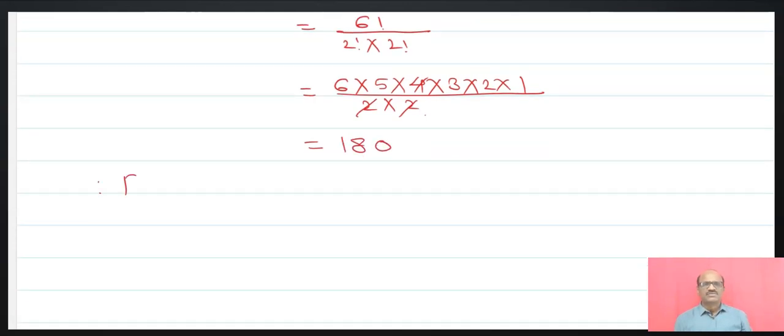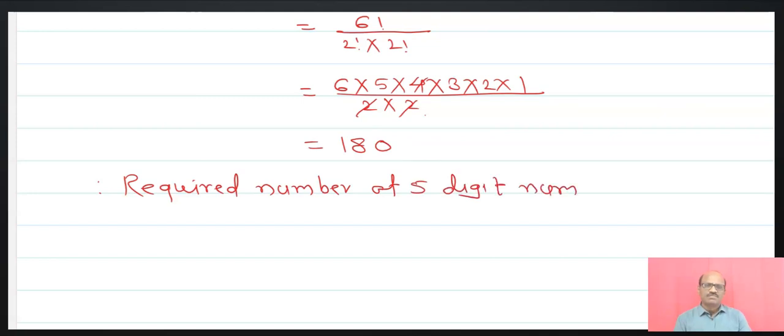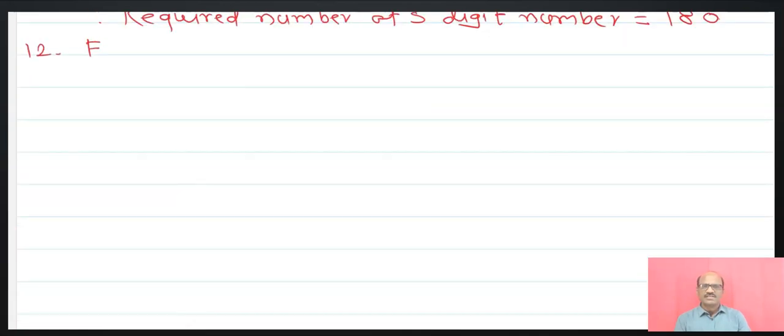And that is equal to 180. Therefore, the required number of 5-digit numbers is equal to 180. Now the question number 12.